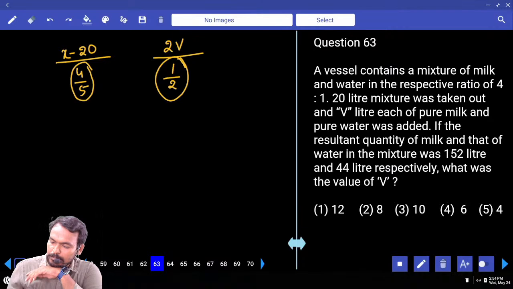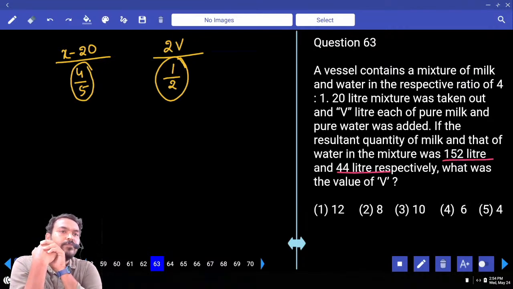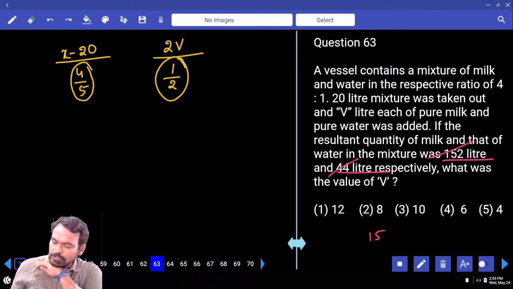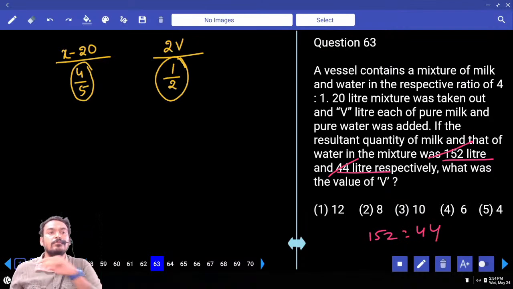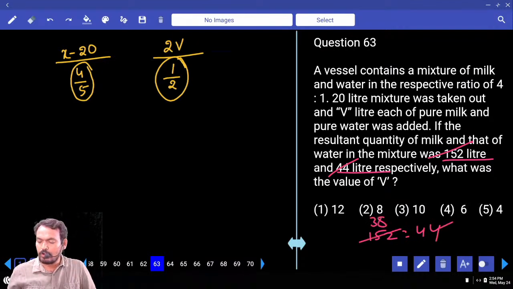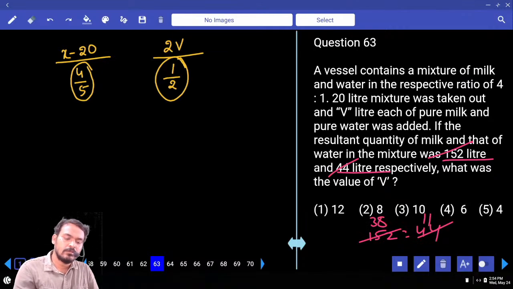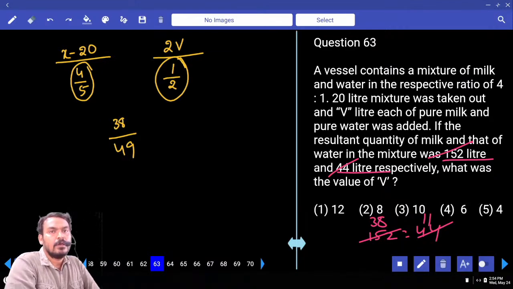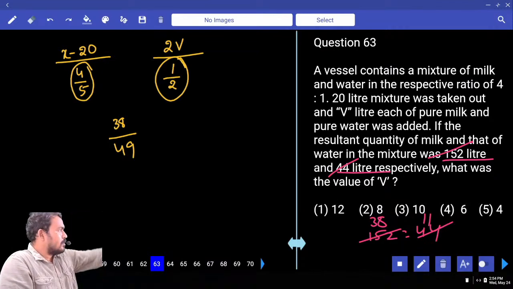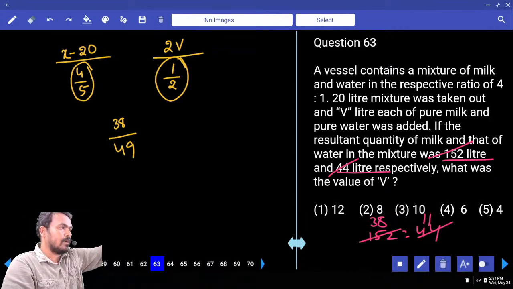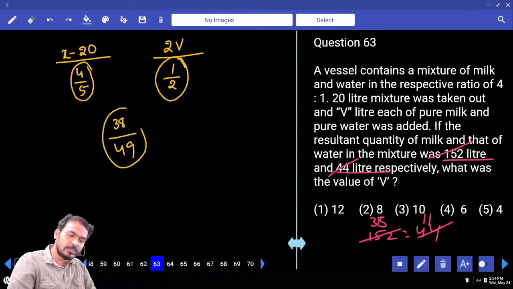In that new mixture, milk is 152 and water is 44. What is the ratio of 152 and 44? 4 times 38 is 152, 4 times 11 is 44. Total mixture is 49 parts. In that, milk value is 38 parts. Out of x minus 20 liters, the milk value is 4 by 5. Out of 2V liters, the milk value is 1 by 2. Out of the new mixture, the milk value is 38 by 49. Simplify these three, and we get the ratio.